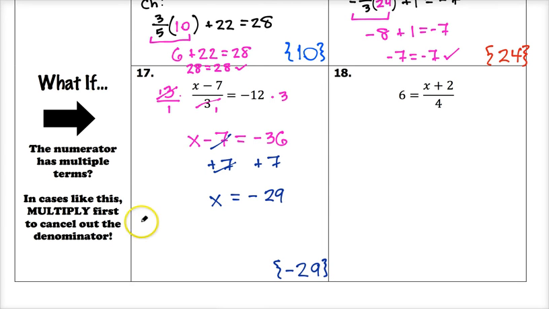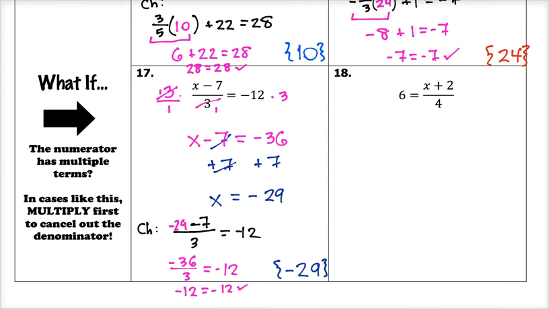My check is going to work the same as my others, so I'm going to take a negative 29, and substitute it in for x up in my numerator. And if you think about your order of operations, we do what's in the numerator first. So that's negative 36 divided by 3, and negative 36 divided by 3 is negative 12.